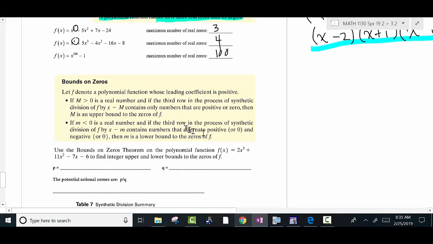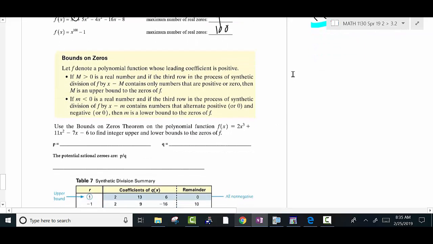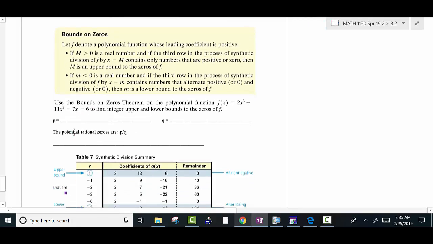Now I'm going to talk about the thing with bounds. The bounds thing, in the world of technology, is something that's kind of helpful if you didn't have technology to narrow down that P over Q list for you. So I'm just going to run through the example they have in the book on this and show you how to do this. And this table that I took out of the book, I think will show you what this bounds theorem says.